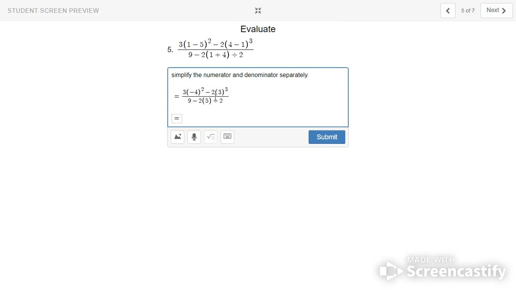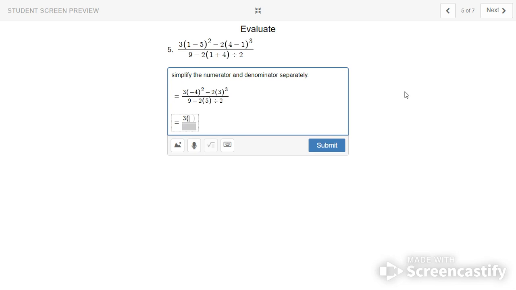Okay, next row. The numerator, we're going to simplify by simplifying the exponents. 3 times -4 times -4, that's positive 16, minus 2 times 3 to the power of 3. 3 times 3 is... oh, sorry, what am I saying? 3 times 3 is 9. 9 times 3 gives us 27.